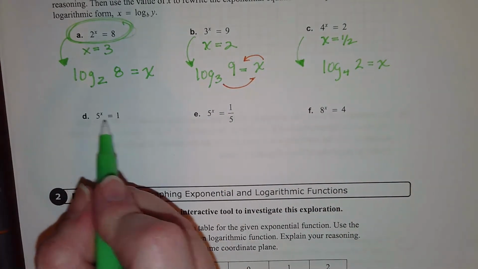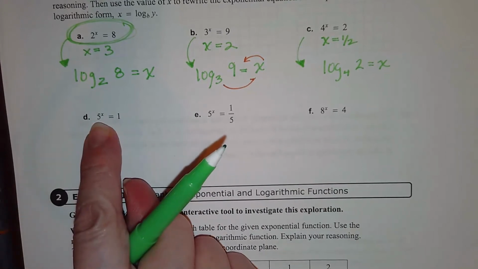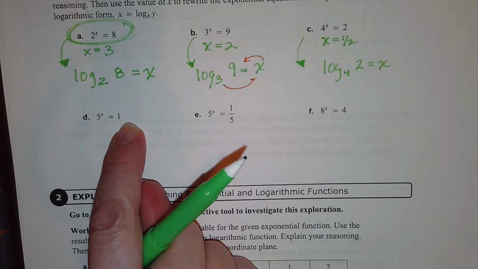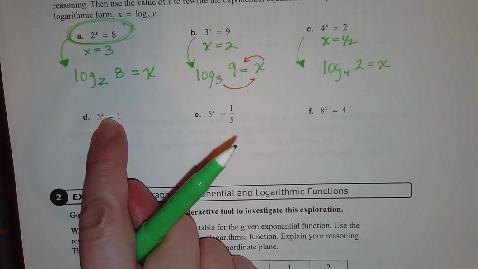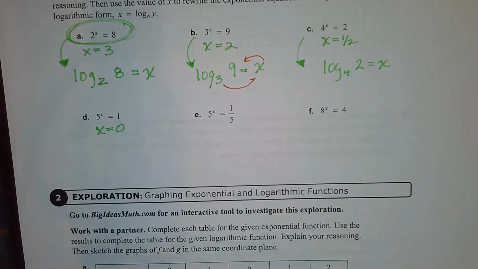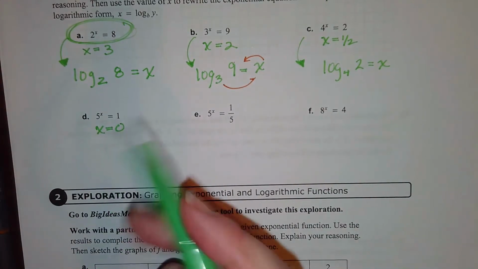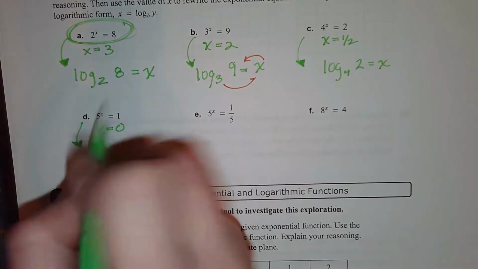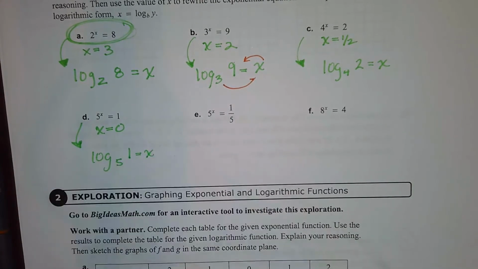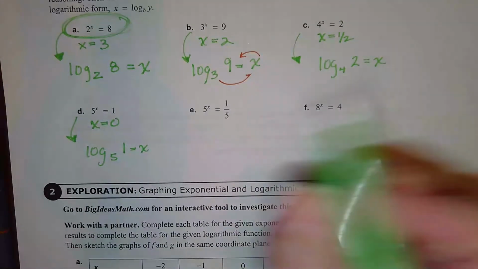All right, 5 to the x equals 1. What power must x be in order for this to equal 1? Well, remember, anything raised to what power equals 1? Do you remember that one? It's the 0. Anything to the 0 power is 1. So here I would have log base 5 of 1 equals x. So that's its equivalent log form.